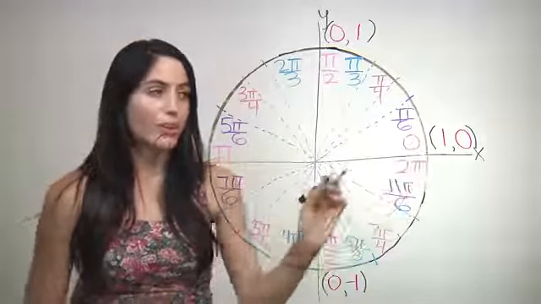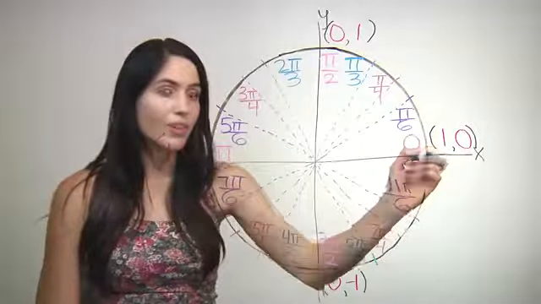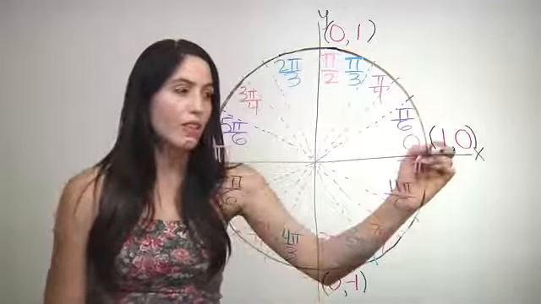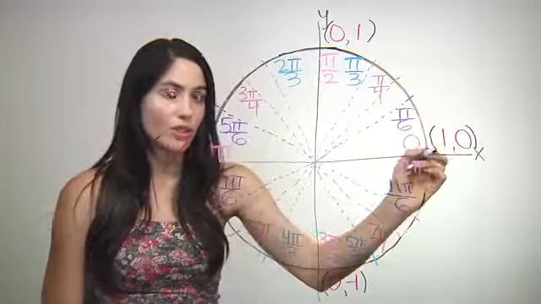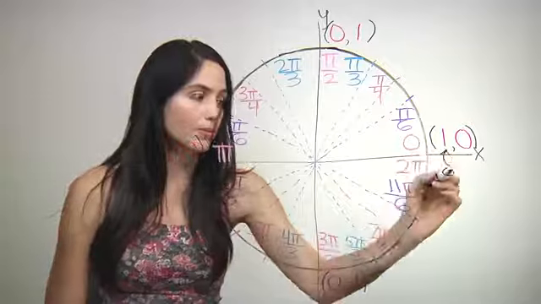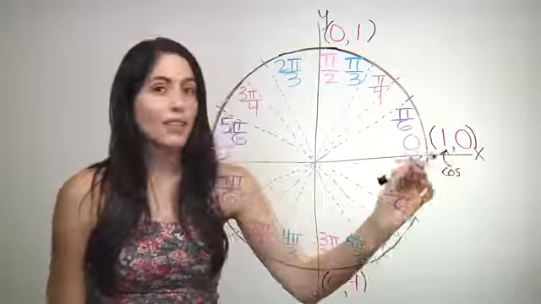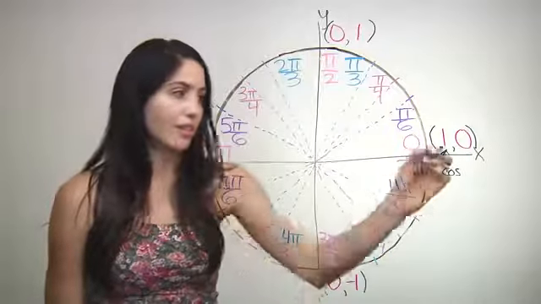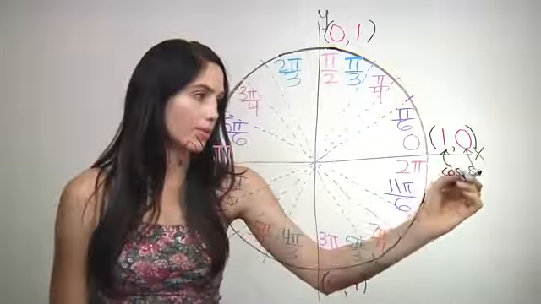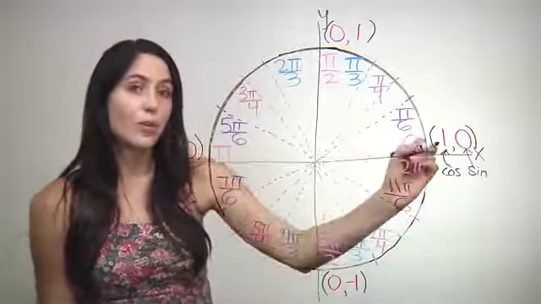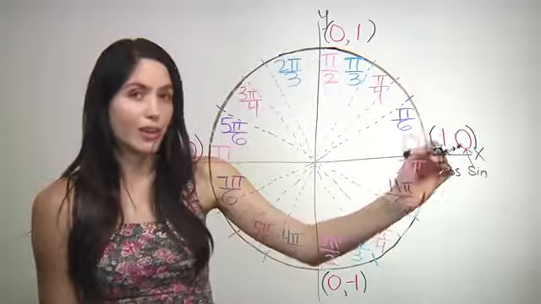Now, this is very important. These two coordinate values also give you your cosine and sine. The first value, the x coordinate, is always your cosine. And the second value, the y coordinate, is always your sine. So, for this angle of 0, the cosine is 1 and the sine is 0.